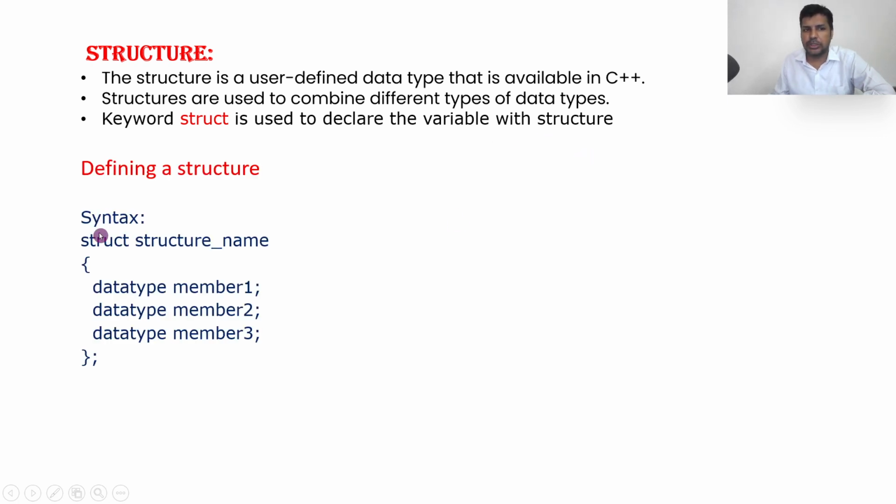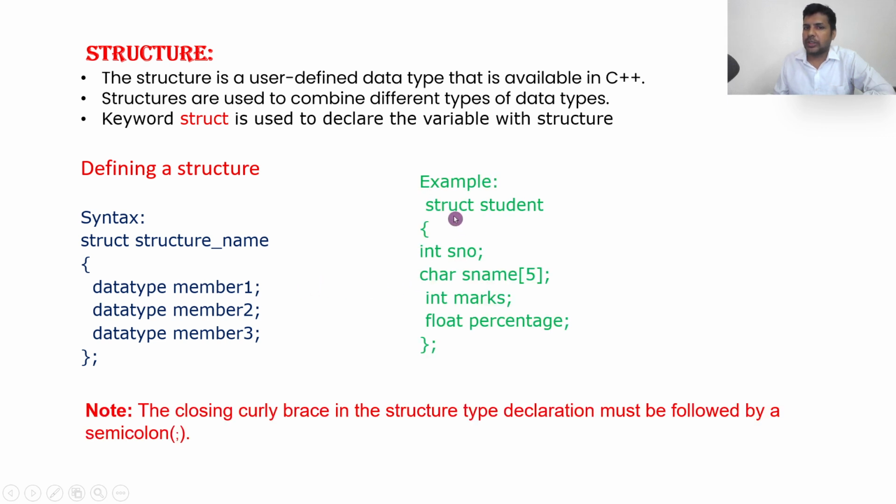For example, let me show you. This is the syntax for how we declare a struct: the structure name, and here you can see the data type and members. For example, struct student, int serial number, char s name, int marks, float percentage. So like that we can take different data types. Structure is opposite to arrays. In arrays we have common elements or a common data type. Here we are taking different data types: one is integer, one is a character, one is a float. And remember, the structure ending should be closed with a semicolon, right?